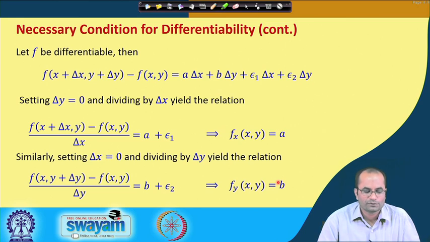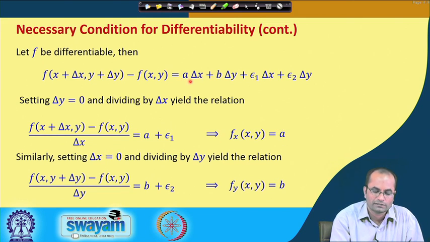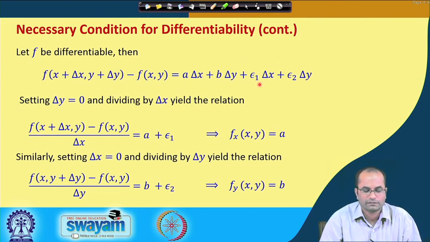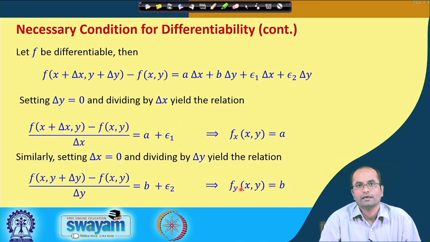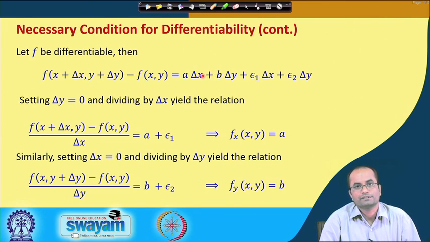So, what we have observed now is that if a function is differentiable, in that case the partial derivative with respect to x at this point (x, y) will exist, and that will be nothing but this number a, which is appearing in the definition of this differentiability, and also the partial derivative with respect to y at that point will exist, and the value will be b, which is appearing here in the definition of the differentiability.